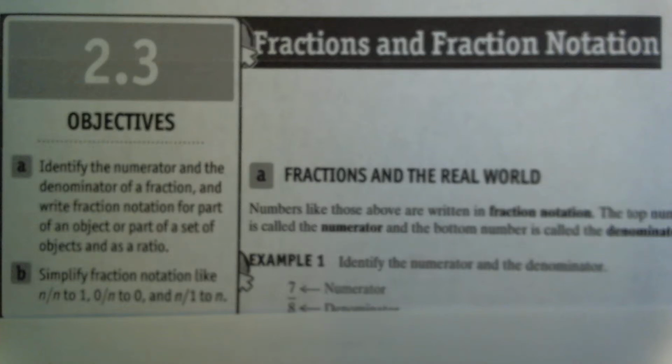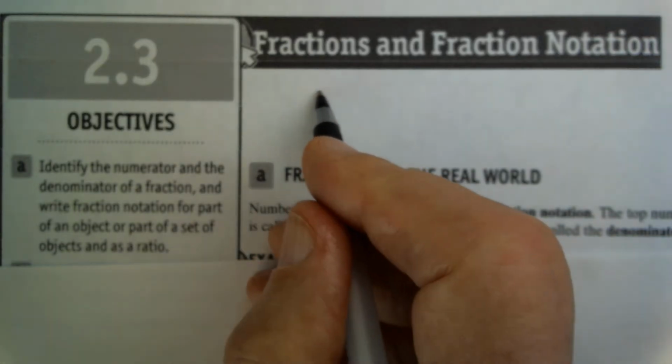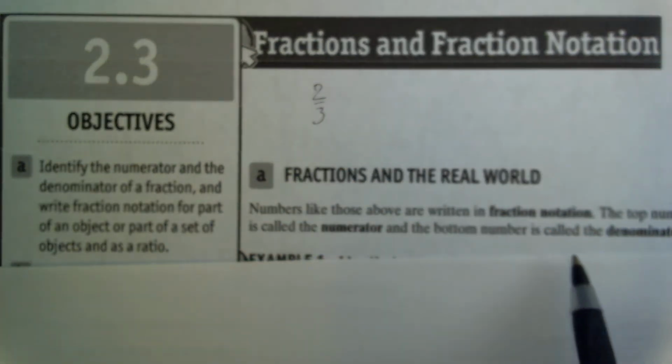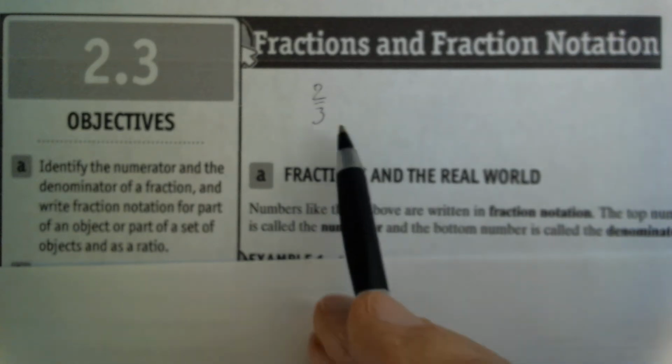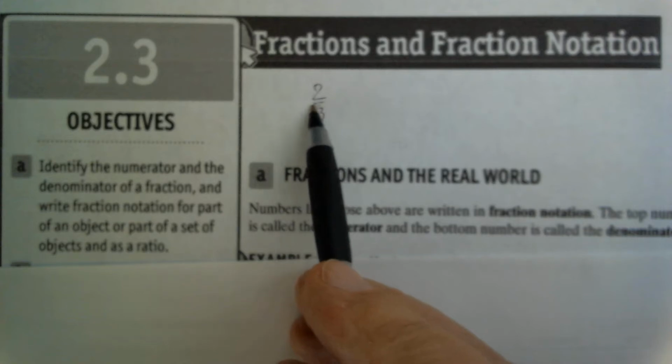This may all look a little complicated, the second part in particular, but as we do some of the exercises, it'll become very obvious. So when it comes to notation, numbers like 2/3 or something like that are written in fraction notation, and the top number is called the numerator, and the bottom part is called the denominator. That's the denominator, that's the numerator, and this of course is a fraction bar.